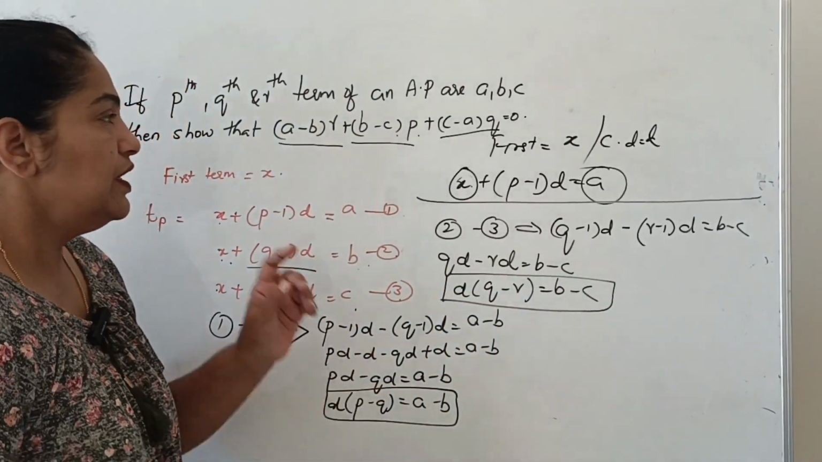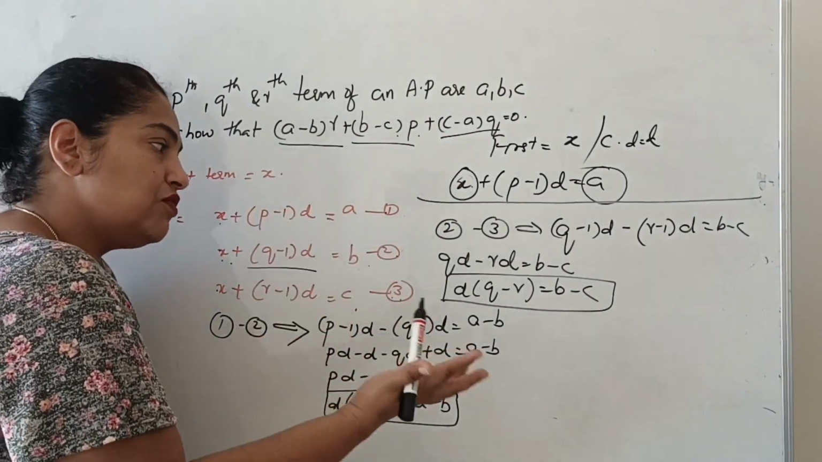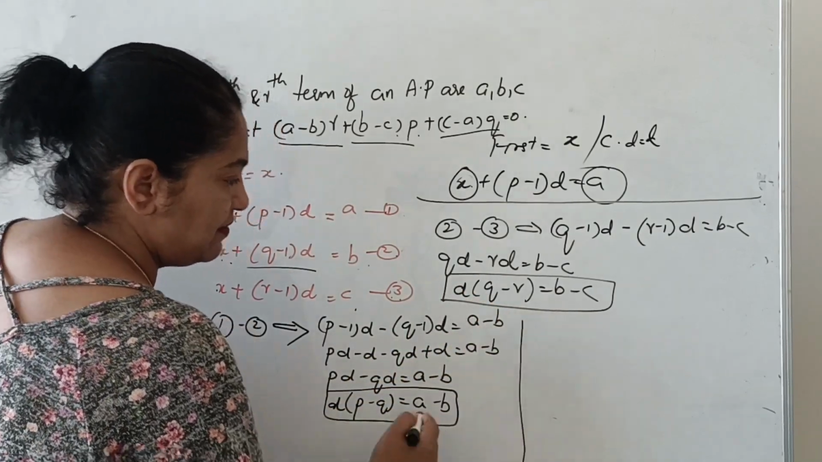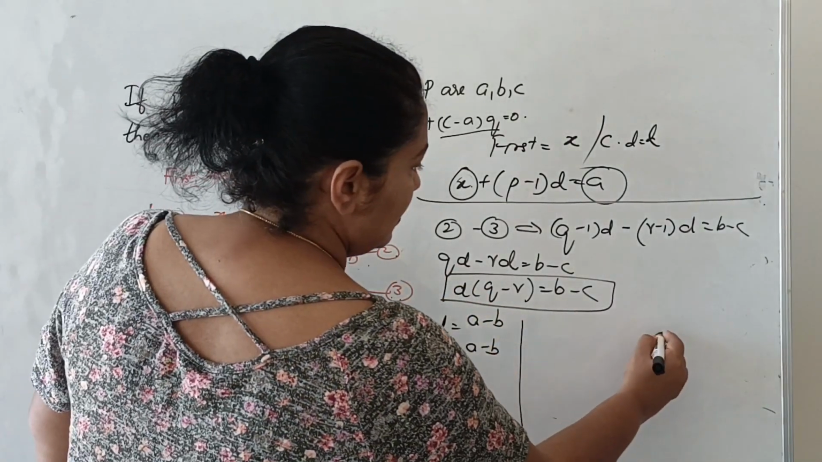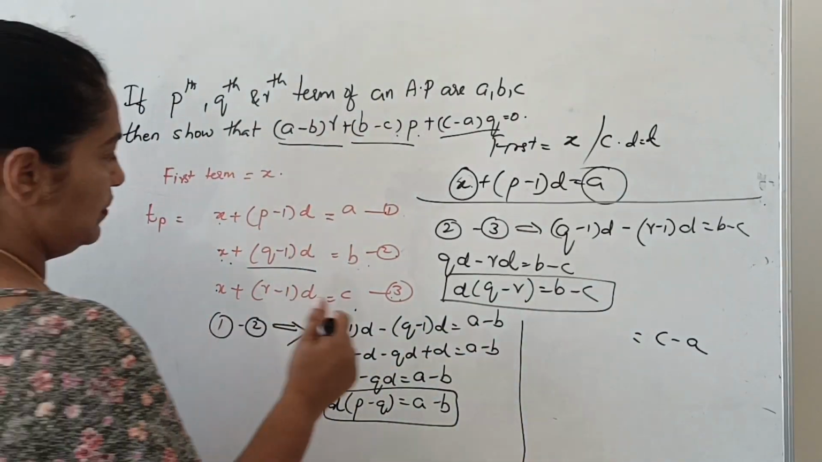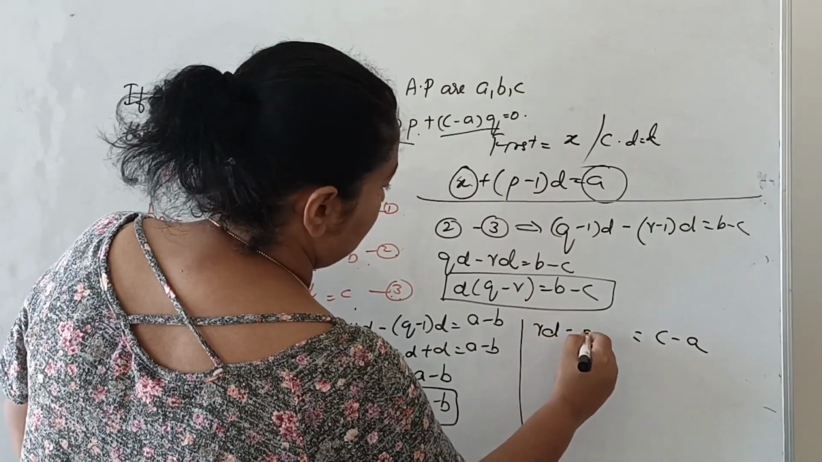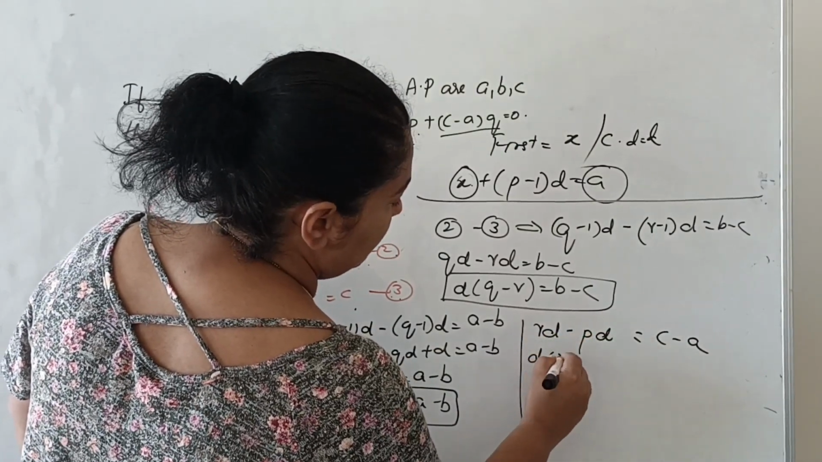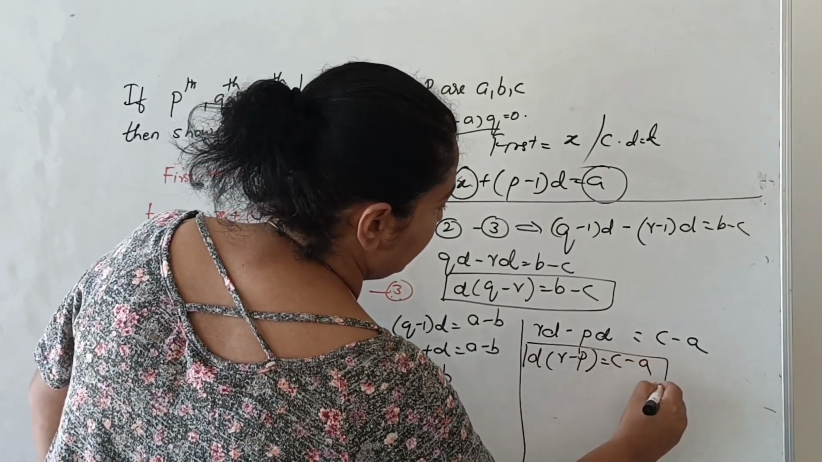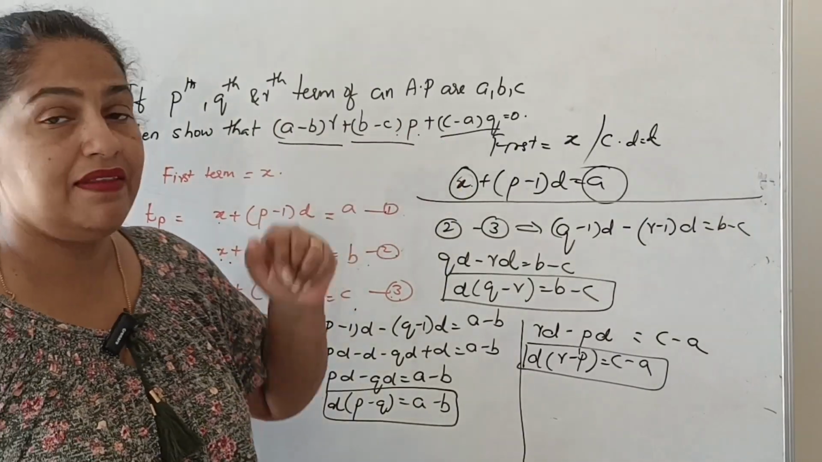Okay. Now, in order to get c minus a, I need to do 3 minus 1. So, I am going to write it out directly because it is in the same pattern as this and this. So, I will get c minus a is equal to rd minus pd, or d into (r minus p) is equal to c minus a. Okay. So, we have gotten a minus b, b minus c and c minus a.